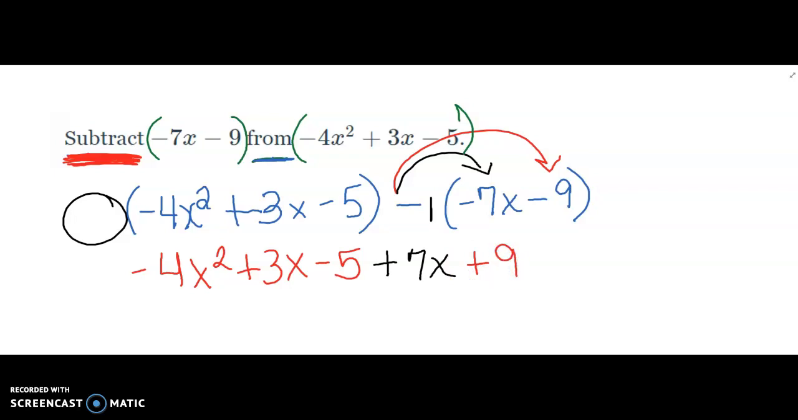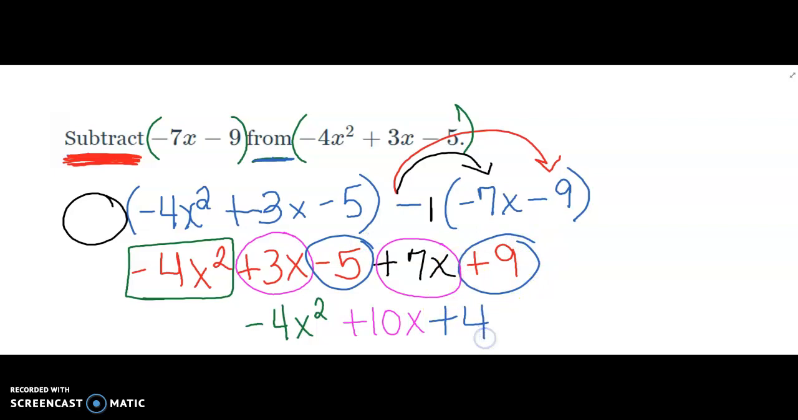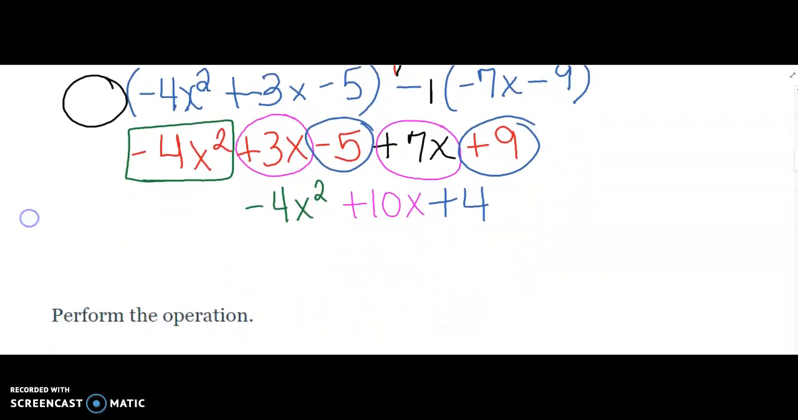Now that I got rid of that complicated subtraction sign, I'm going to combine my like terms. Again, we want to start with the highest exponent because it's just mathematically nice, and it puts it in standard form. So we got a negative 4x squared, and we don't have another x squared, so I'm not going to add anything to it. Then I'm going to start with my 3x. I have 3x, and I can combine that with 7x. Those are like terms, so that's going to be 10x. And then I have minus 5 and plus 9, which is going to give me plus 4. And there's my answer.